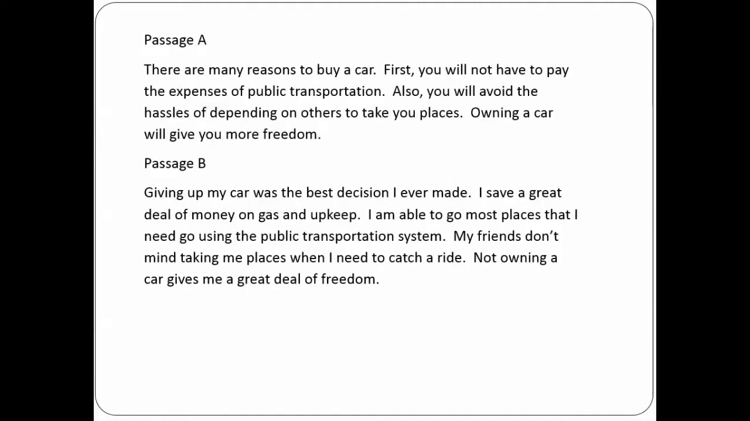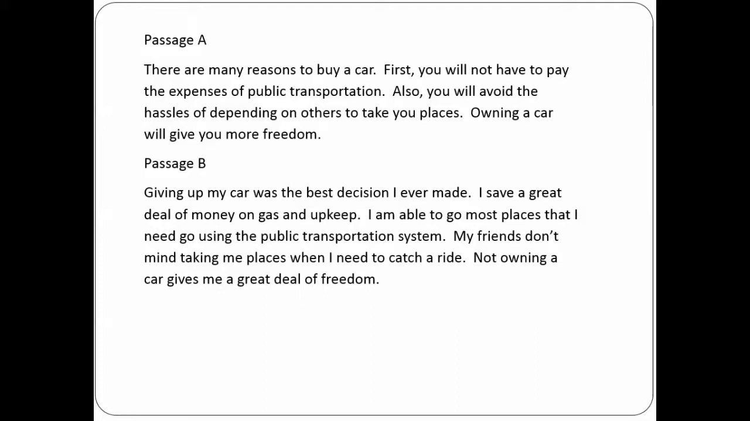Let's try some. Passage A. There are many reasons to buy a car. First, you will not have to pay the expenses of public transportation. Also, you will avoid the hassles of depending on others to take you places. Owning a car will give you more freedom.